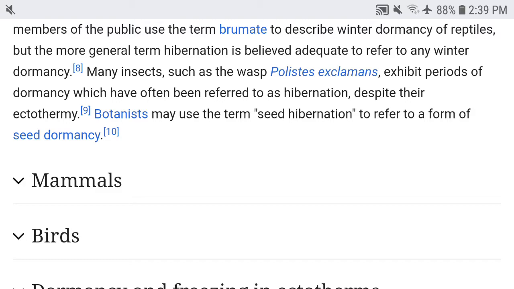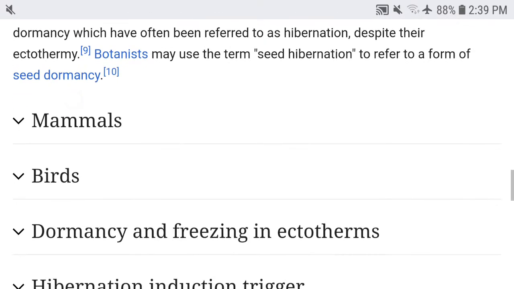Oh, it also happens in plants as well. So, seed dormancy means that the seed can be stored during this time, so that the seed doesn't just randomly grow, I would say.